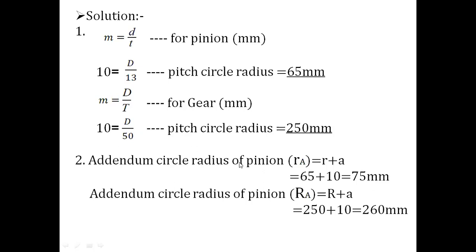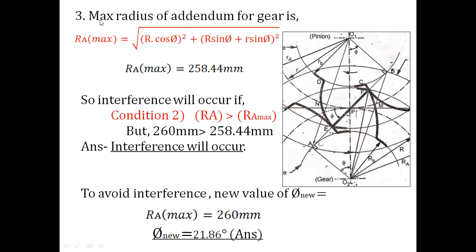Now the addendum circle radius of pinion RA is equal to pitch circle radius for pinion plus addendum, which is 75 mm. We are getting here the addendum circle radius for gear. Some small mistake here. RA is equal to capital R plus A, 250 plus 10, is 260 mm we are getting here. Okay, now the maximum radius of addendum for gear, maximum radius. This is RA.